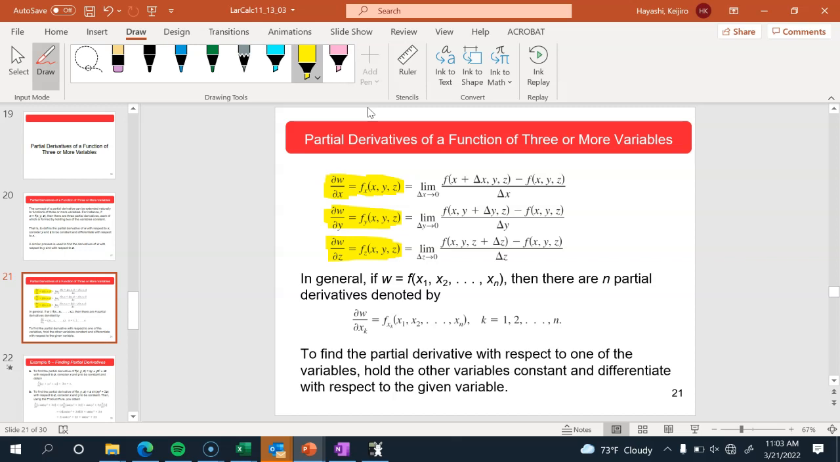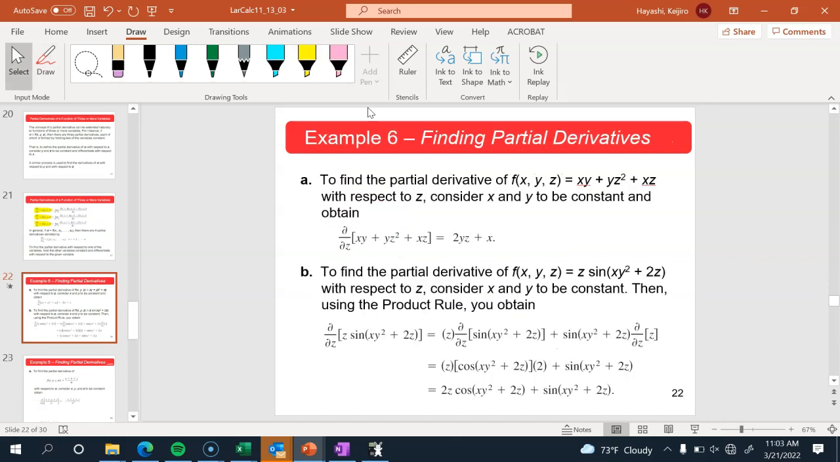But you treat it exactly the same. You do the exact same process. Only consider one variable at a time. Everything else is constant. Okay.